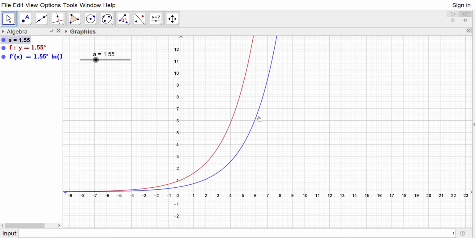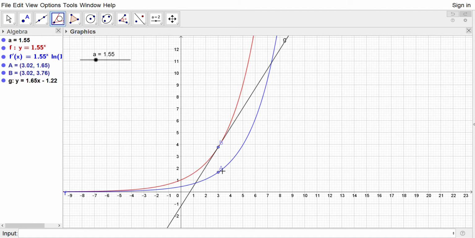Just remember, these are not y values. These would be the values of the gradient at that point. So it's telling us how steep is the tangent at this point. So if we look at this, if I take 3 for example, the value of the gradient at that point is 1.65. If I take a tangent directly above that, we should see that the tangent at that point has a gradient 1.65.